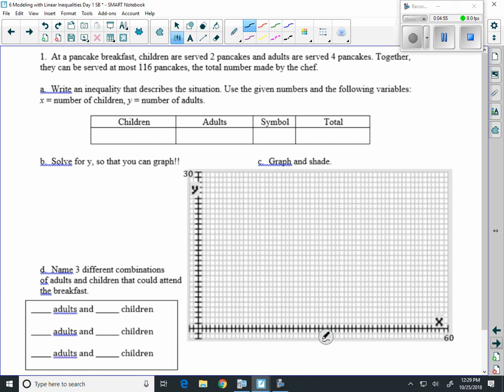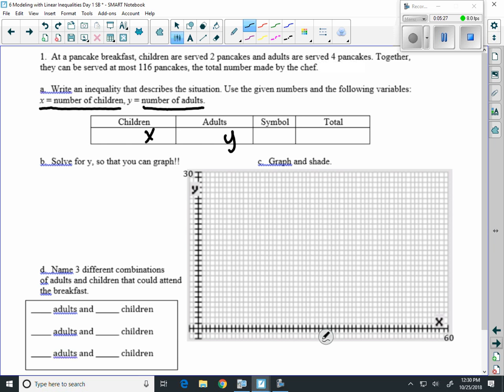All right, so pancake breakfast. Children. All right, I'm going to show you a solution. Children are served 2 pancakes and adults are served 4 pancakes. Together, they can serve at most 116 pancakes. Nice. Now, here's how we're going to do this. It says, let X be the number of children and Y be the number of adults. So, where there's children here, you're going to put X. Adults are going to put Y.